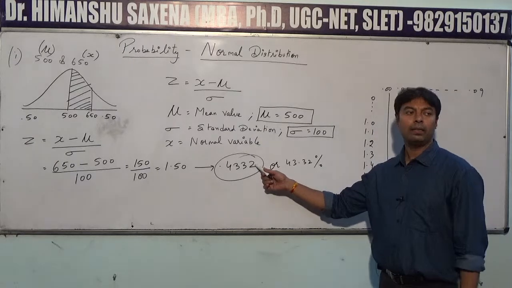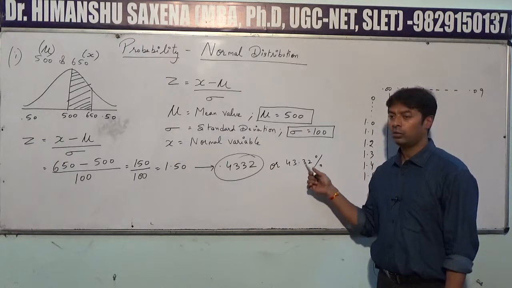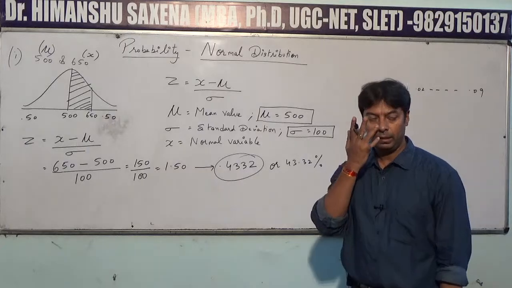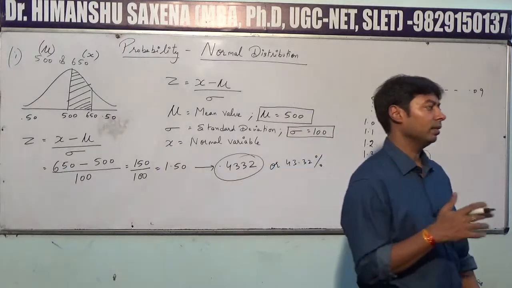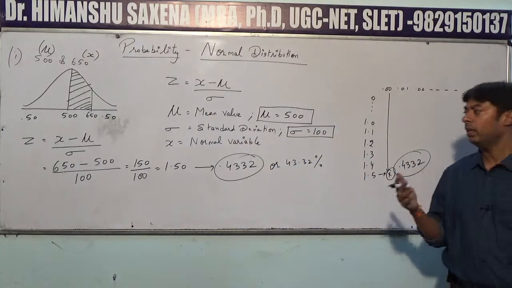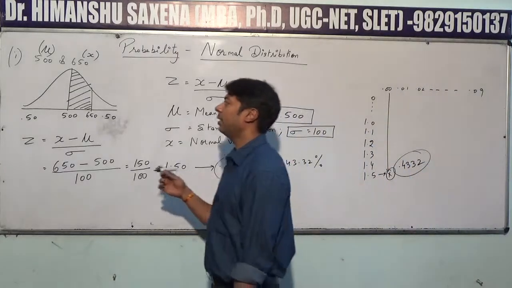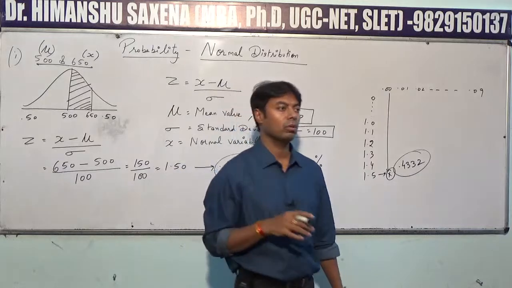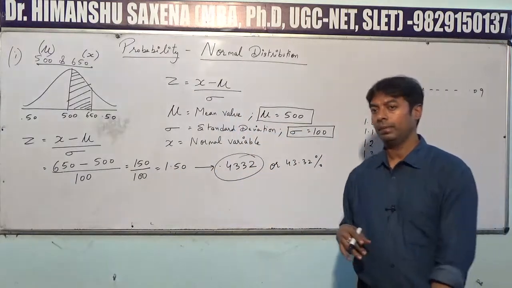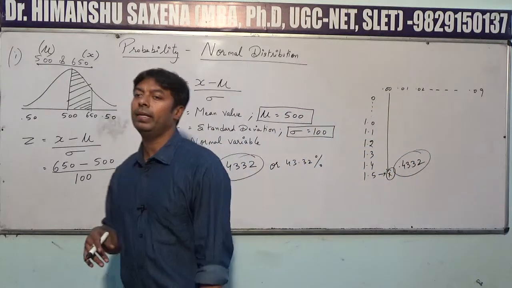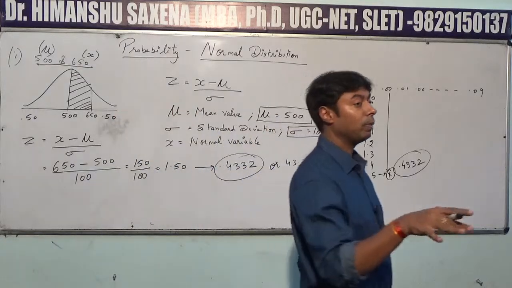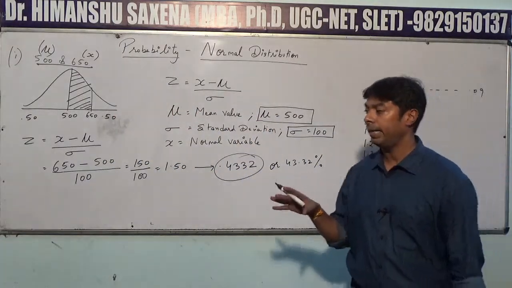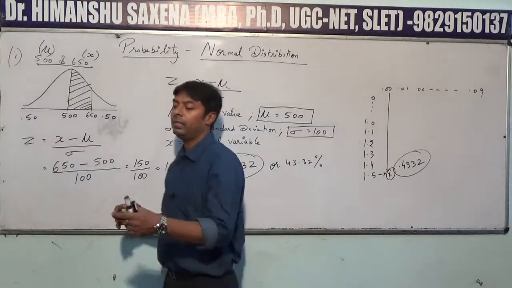Multiply the value by 100, you will get the answer in percentage. So it will be equal to 43.32%. That will be the final value, the probability that a student will take between 500 and 650 hours to complete the program. Now take down the second illustration, second problem in this particular question. The problem has not ended. This is the second part. Please take it down.